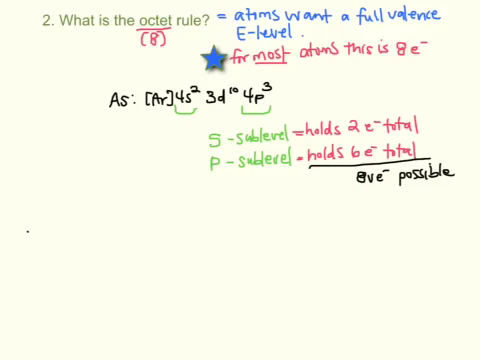So just know that really the octet rule says that atoms that want a full valence energy level really want a full S and P, or full S and P orbitals.